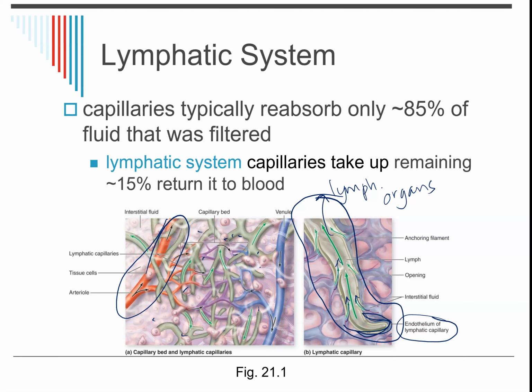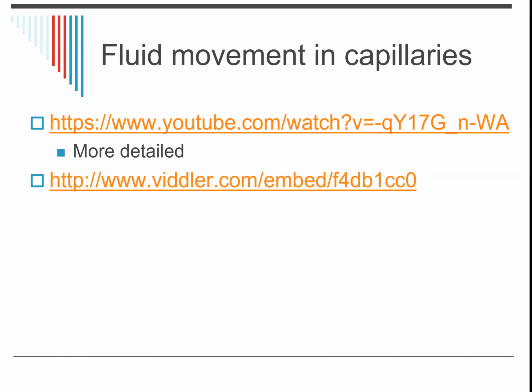But that's another reason why you have to move around a lot. Water retention. If you don't move around, the fluid just kind of pools up in these lymphatic capillaries. So you need to move around to keep it moving and going away from your feet, for example, and your ankles. So more on that later.